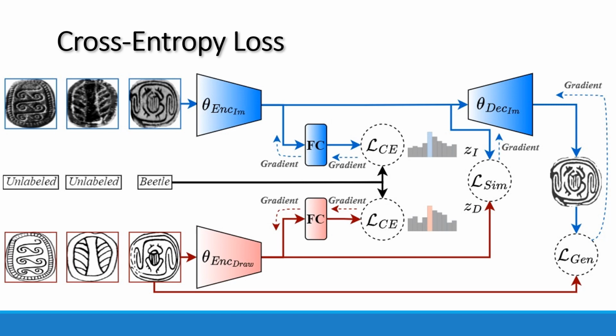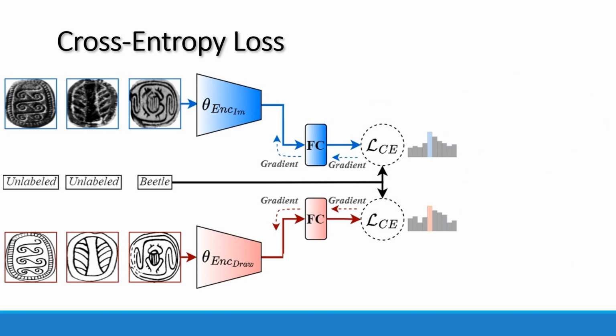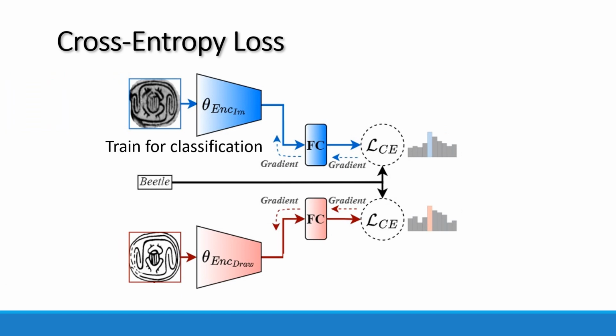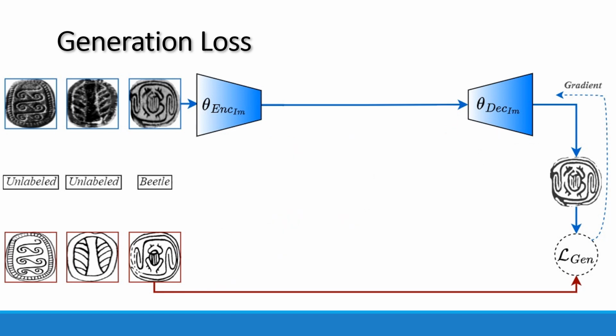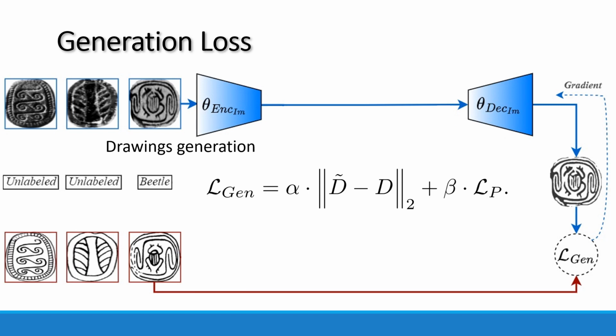We train the fully connected layers for classification with a cross-entropy loss, one for drawings and the other for images. The goal is to improve both drawing and image embedding. The generation loss takes into account the distance between the reconstructed drawing and the original drawing. We use both the L2 norm and the perceptual loss to do that.